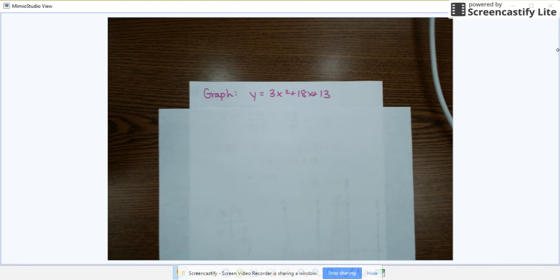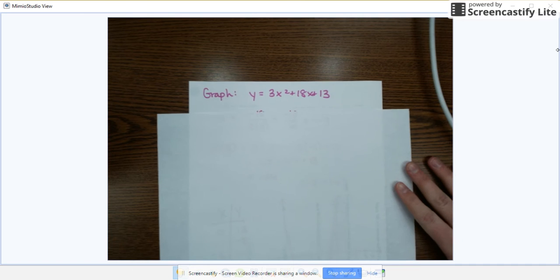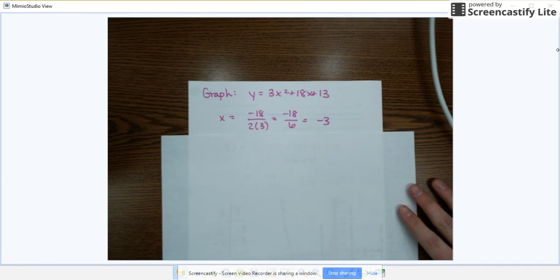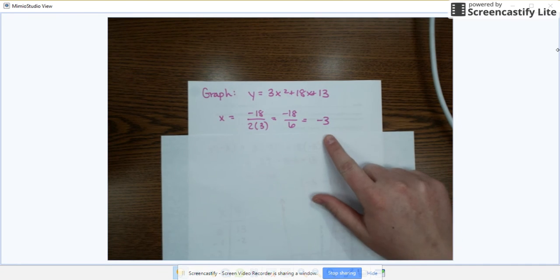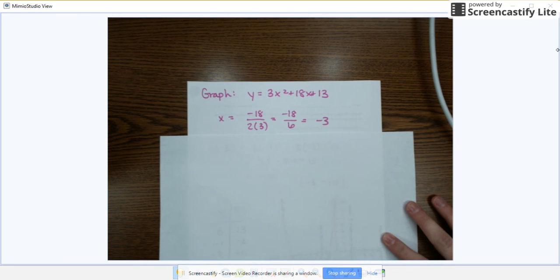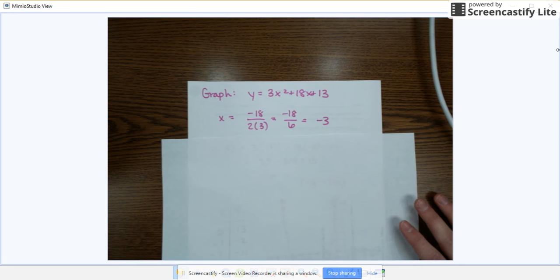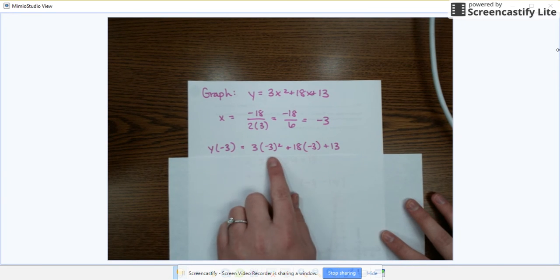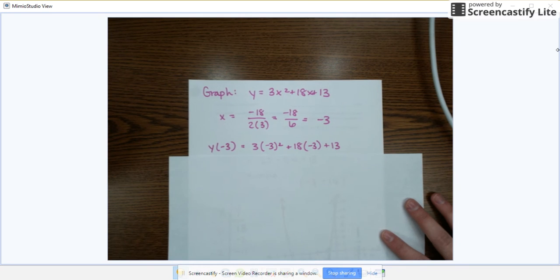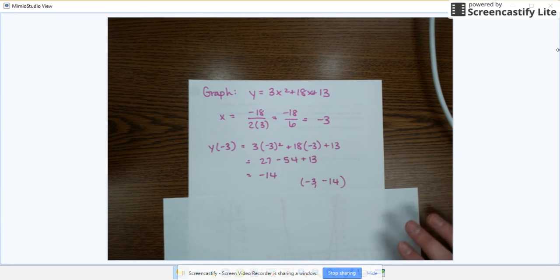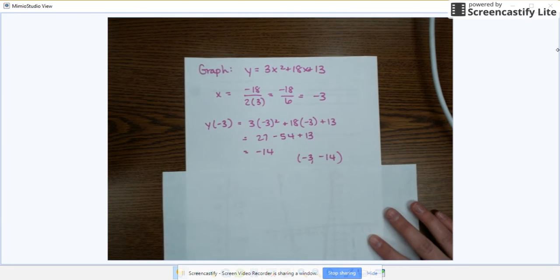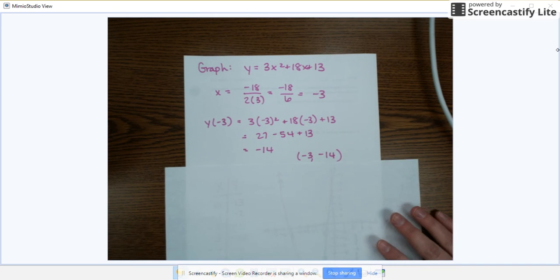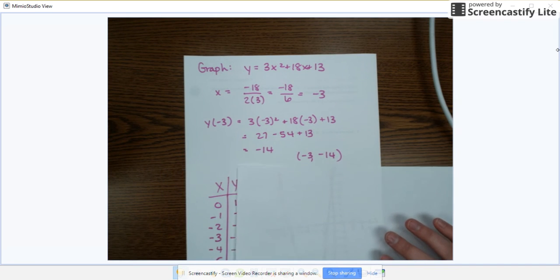Again, the first thing we need to find is our axis of symmetry. So we take opposite of b over 2a, which is negative 18 over 2 times 3. That simplifies to negative 3. Then we take that and plug that in for x into our original equation, because that will give us the y value of our vertex. So 3 times negative 3 squared plus 18 times negative 3 plus 13. We get our vertex to be negative 3 comma negative 14. This leads us to our table.